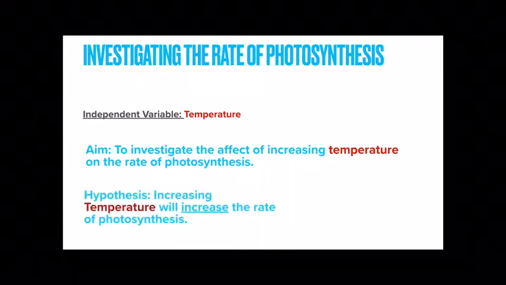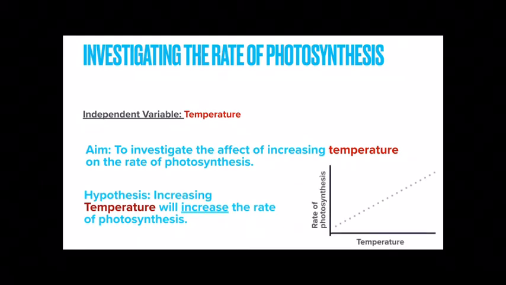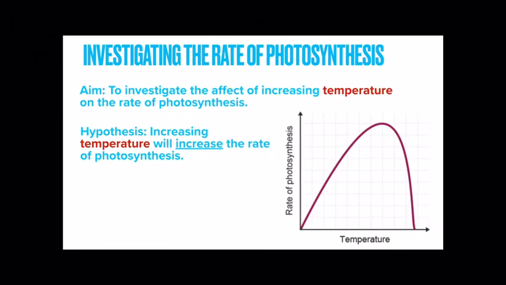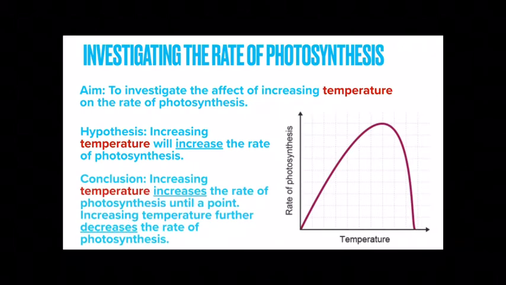So there's my aim. Now, if my hypothesis is that increasing the temperature will increase the rate of photosynthesis, then my results graph will look like this. As the temperature on the bottom increases, the rate of photosynthesis increases. So I'll carry out the experiment and find out what actually happens. In my results, my graph's actually a bit different from my hypothesis. At first, it's the same.